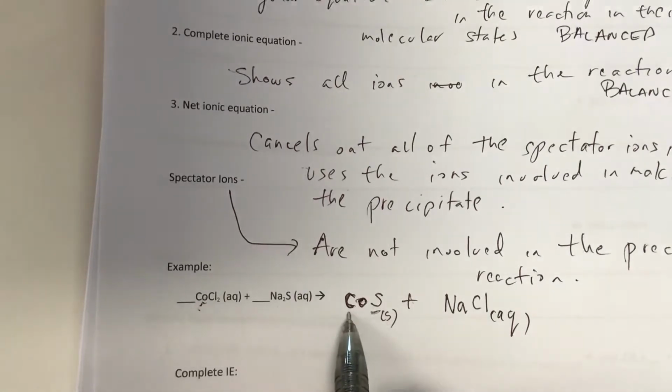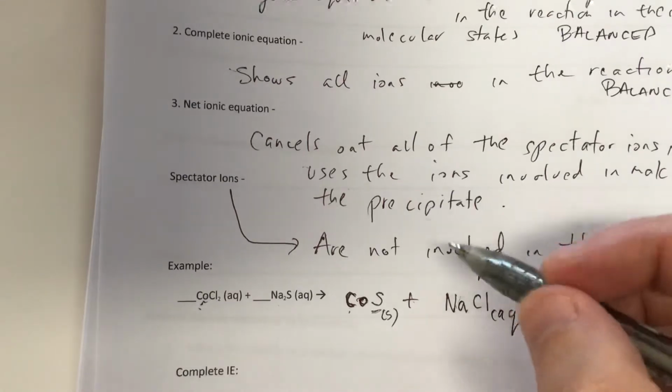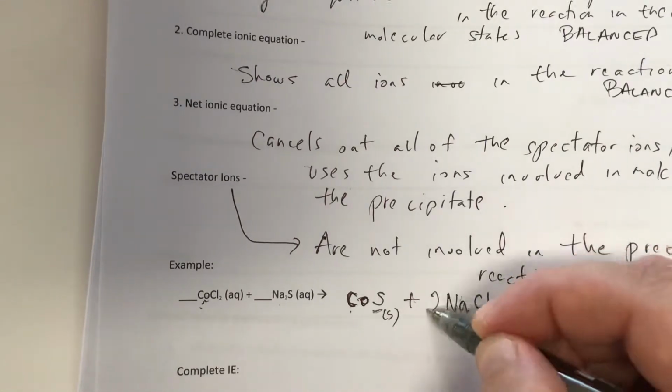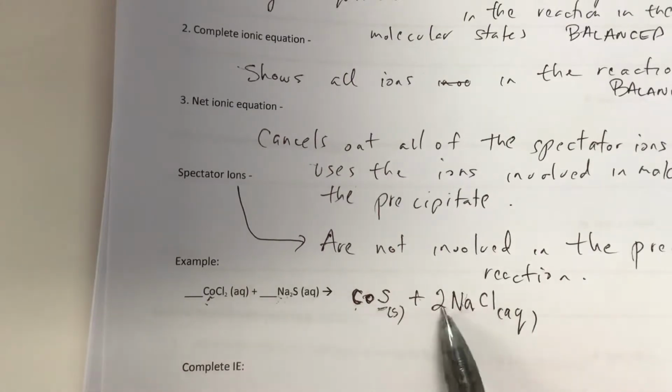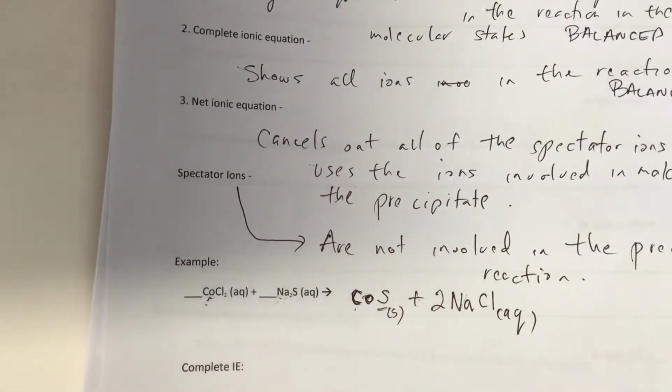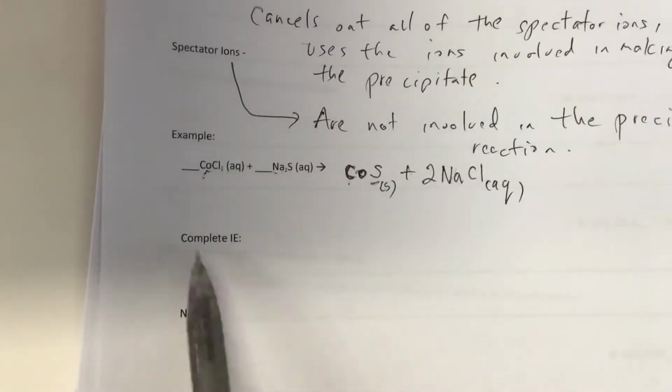Cobalt balanced, Cl2, Cl1, 2 there. And sodium 2, sulfur 1, sulfur 1. Okay, that's balanced out.